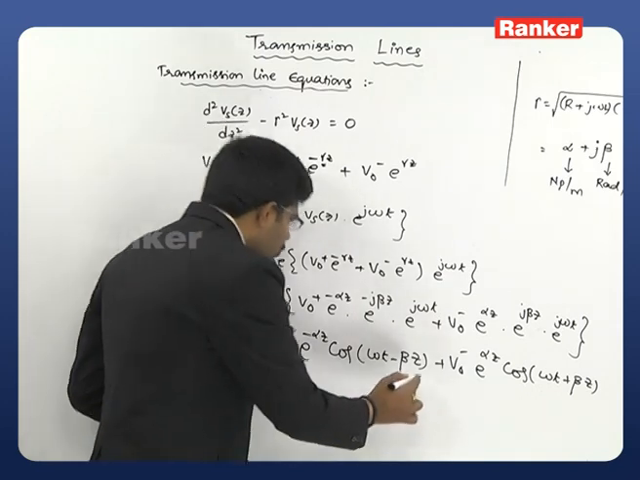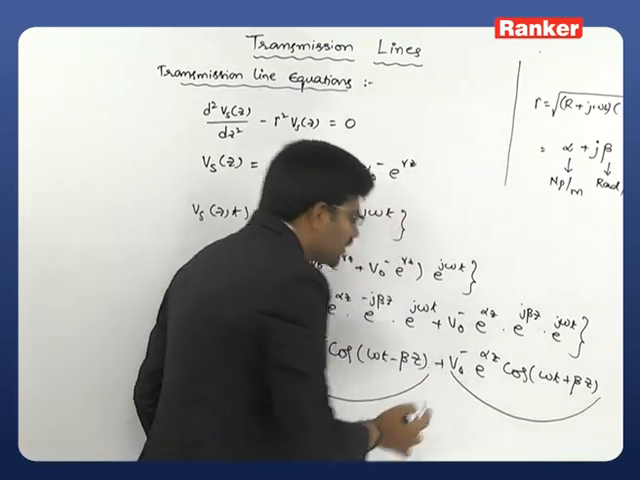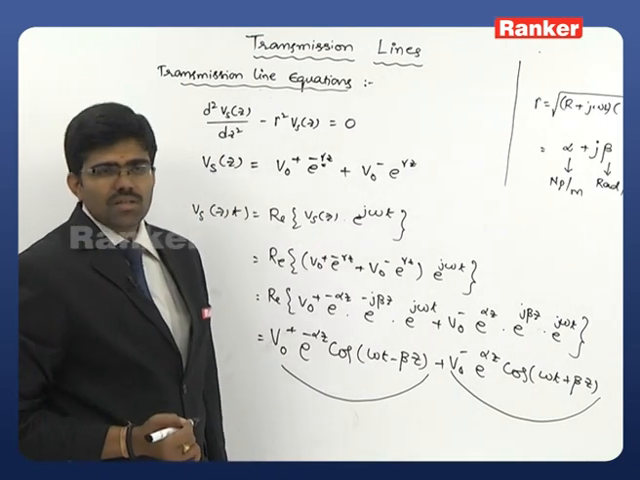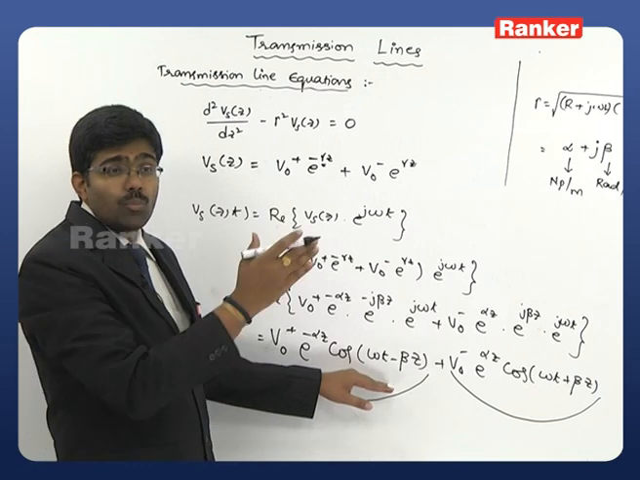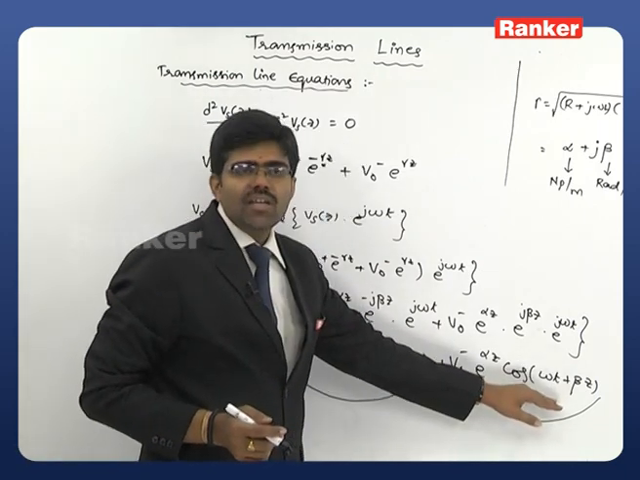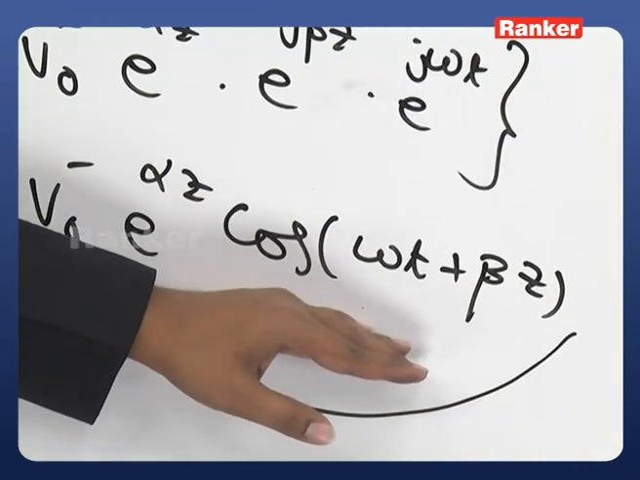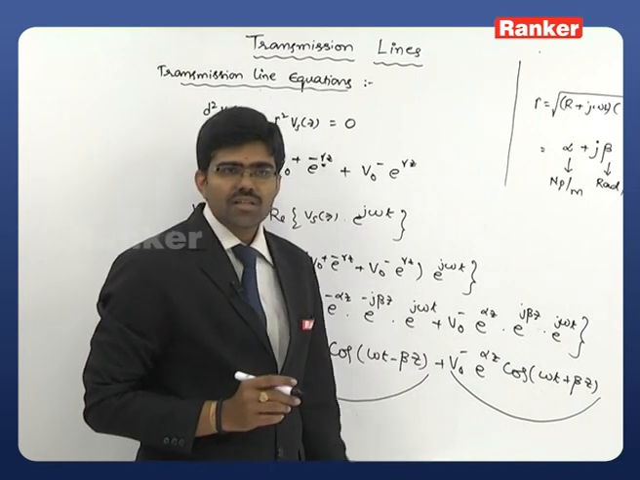Now imagine these two: this is the first term that we have, this is the second term that we have in this equation. The first term is described as the voltage which is travelling in the positive z direction, and this is the voltage which is travelling in the negative z direction. So why is it travelling in the positive z direction, and how is it travelling in the negative z direction?